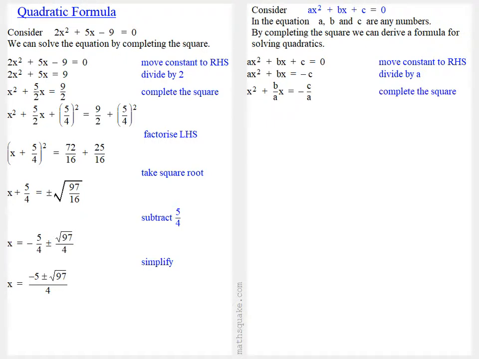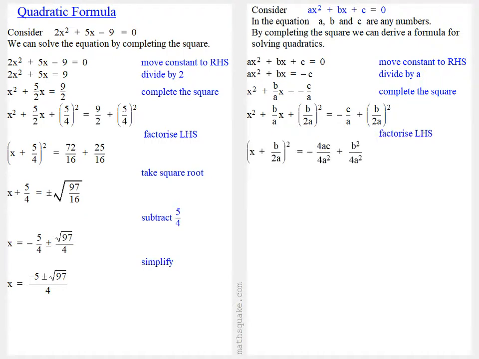Now we can complete the square. To do that, we take the number in front of the x, which is b over a, halve it, square it, and add it to both sides. Now b over a halved is b over 2a. So we add b over 2a squared to both sides. Now the left-hand side factorises. That gives us x plus b over 2a all squared.